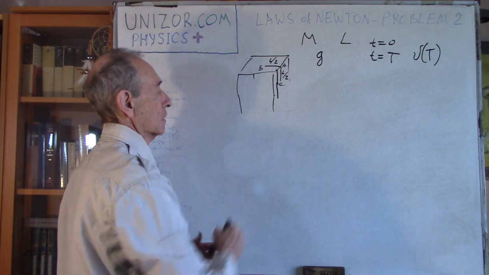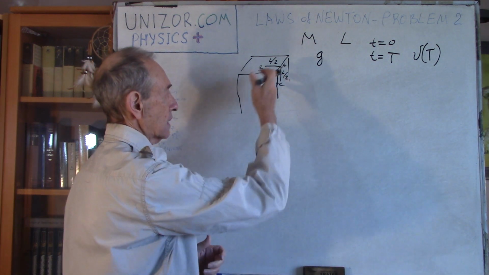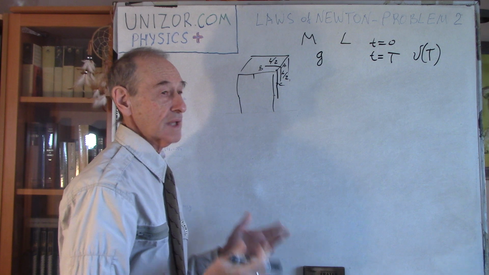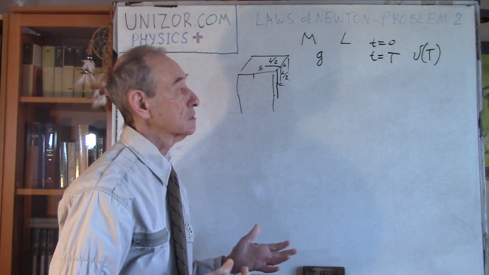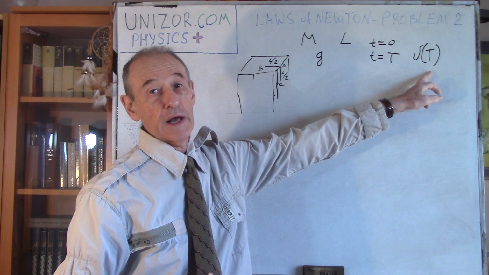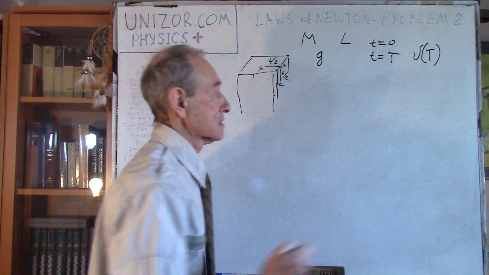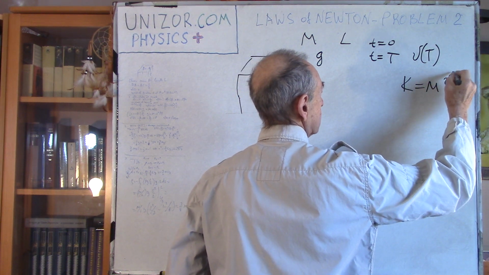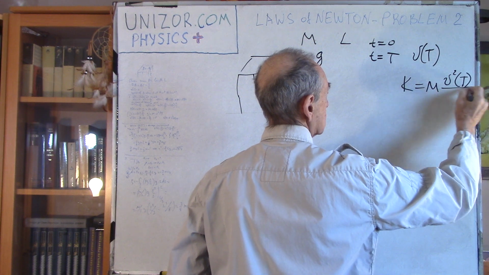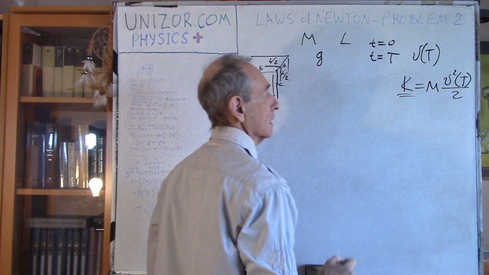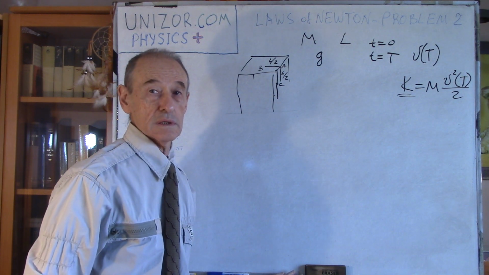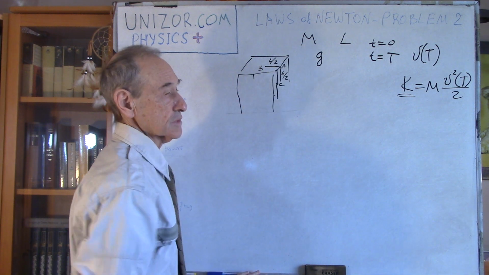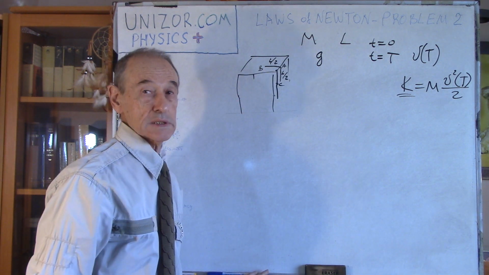As our chain slides down, it's increasing its kinetic energy. So if we know the kinetic energy at the very end of the motion, we will very easily find the speed, because kinetic energy is equal to m v squared of t divided by 2. So if we know the kinetic energy, we can find the speed at the end of this motion, when the whole chain slides off the table. So how to find kinetic energy?